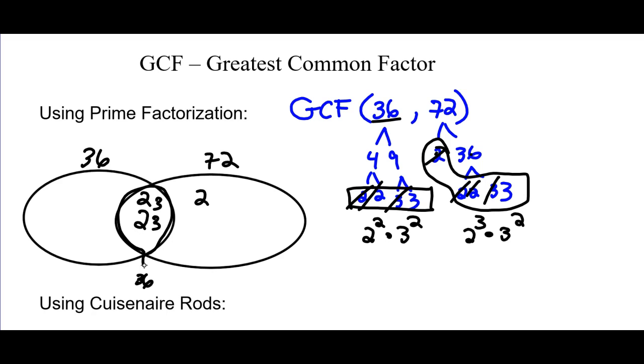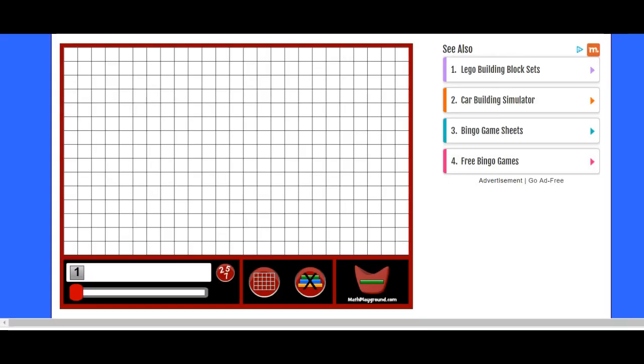Now, we can also show these using Cuisenaire rods. Let's go back to our simpler example of 8 and 12, because otherwise we're going to run out of space on this particular digital manipulative. You could use it in the classroom with larger graph paper and more Cuisenaire rods, but we're going to look at the GCF of 8 and 12. So if I write out 8 right here, and for 12 I'm going to use a 10 and a 2 rod.